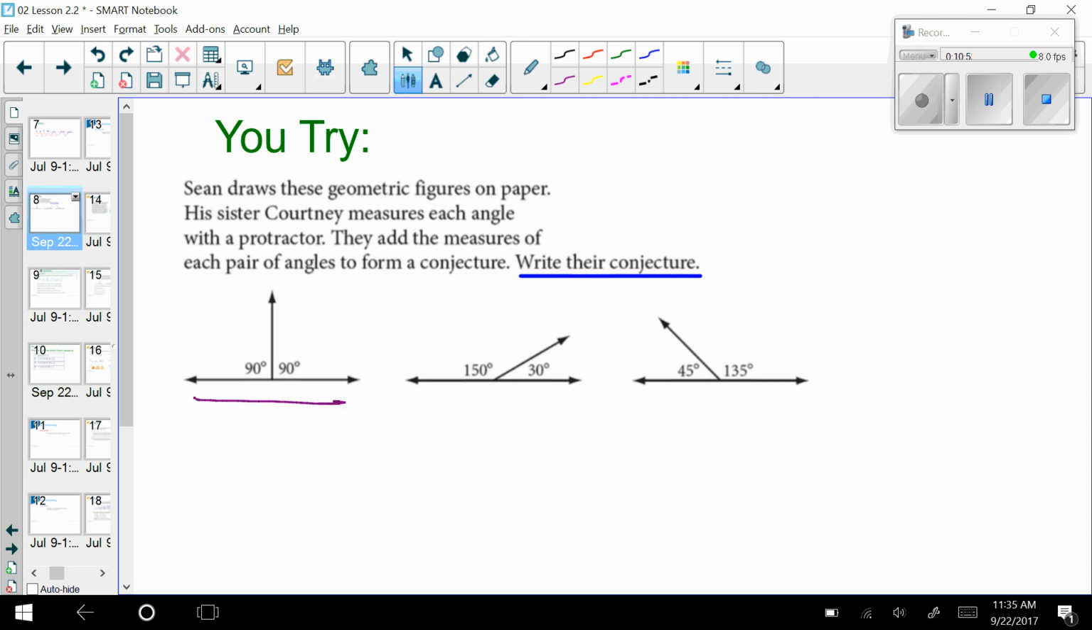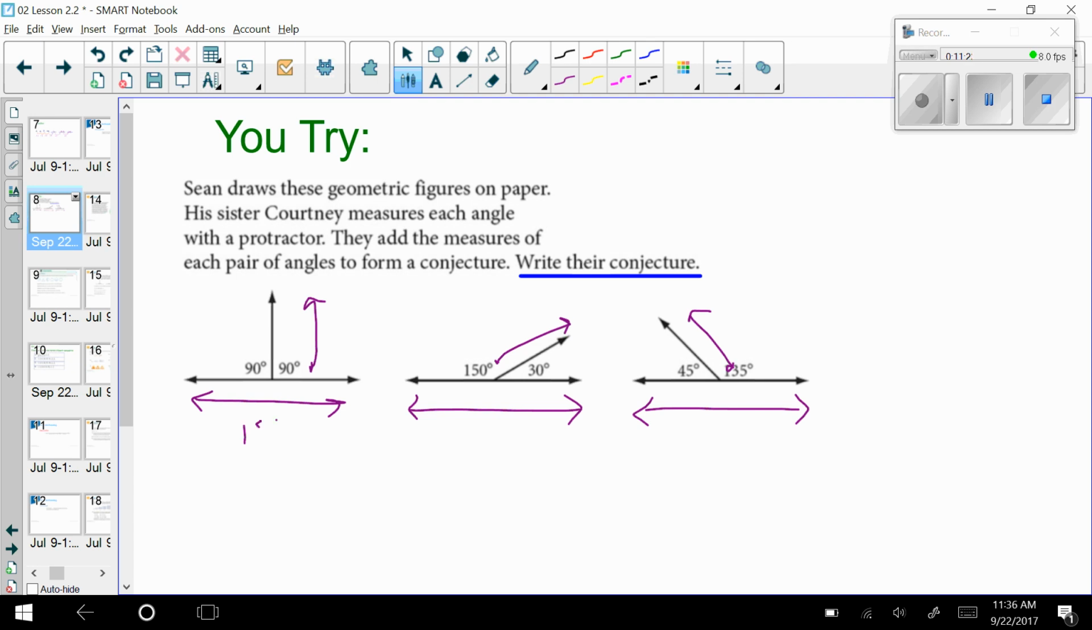Well, they each start with a line. Here's a line. Here's a line. And here's a line. And then Sean also, in addition to his line, draws a ray that intersects with the line. Here's a ray, here's a ray, and here's a ray. Then they add them up.